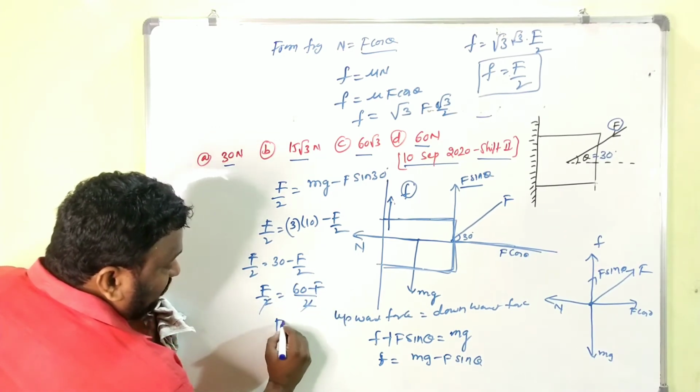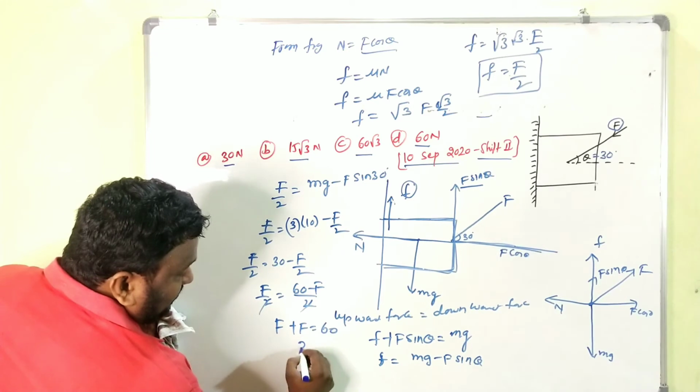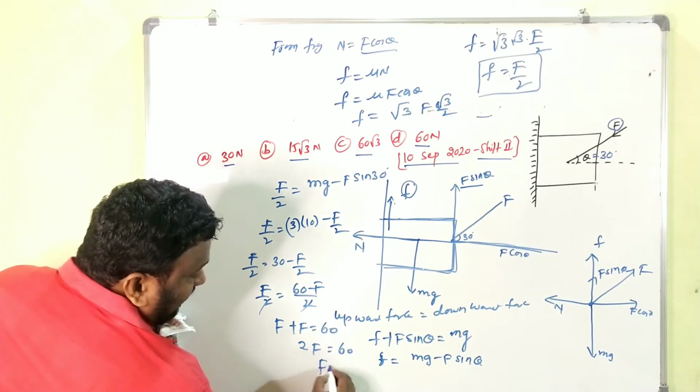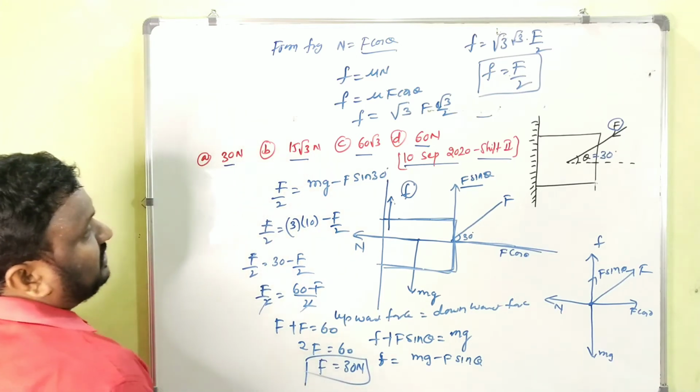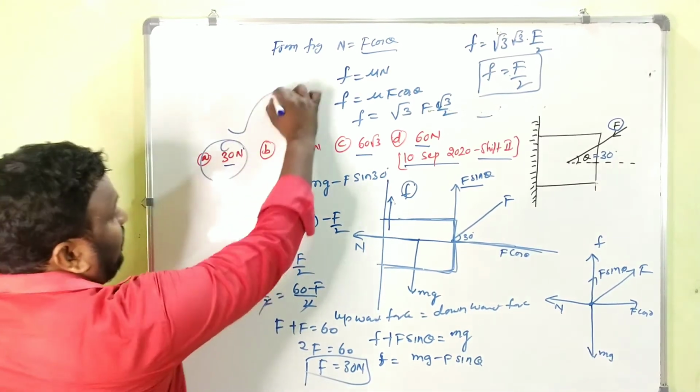2 cancel. Then F plus F is equal to 60. Then 2F is equal to 60 and F is equal to 60 by 2. That is what? 30 newtons. 30 newtons. That's why the first option is the right one.